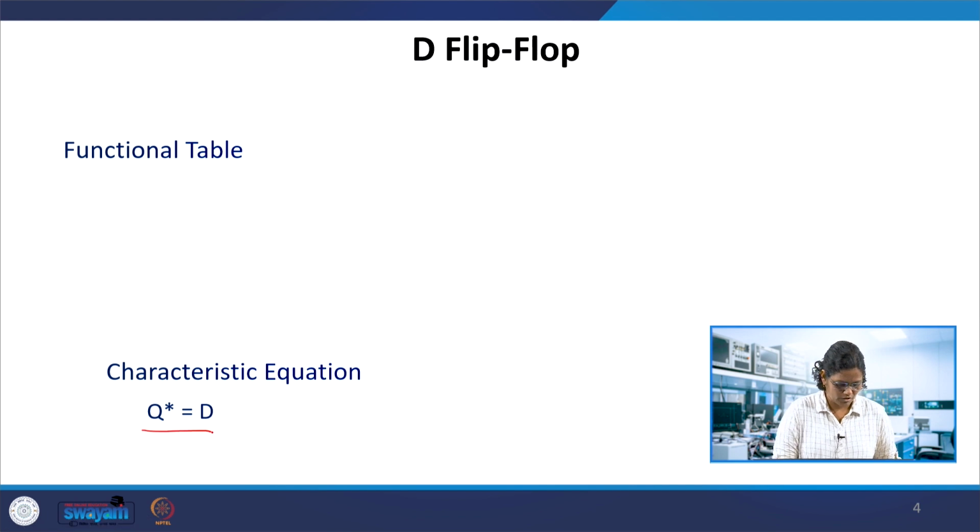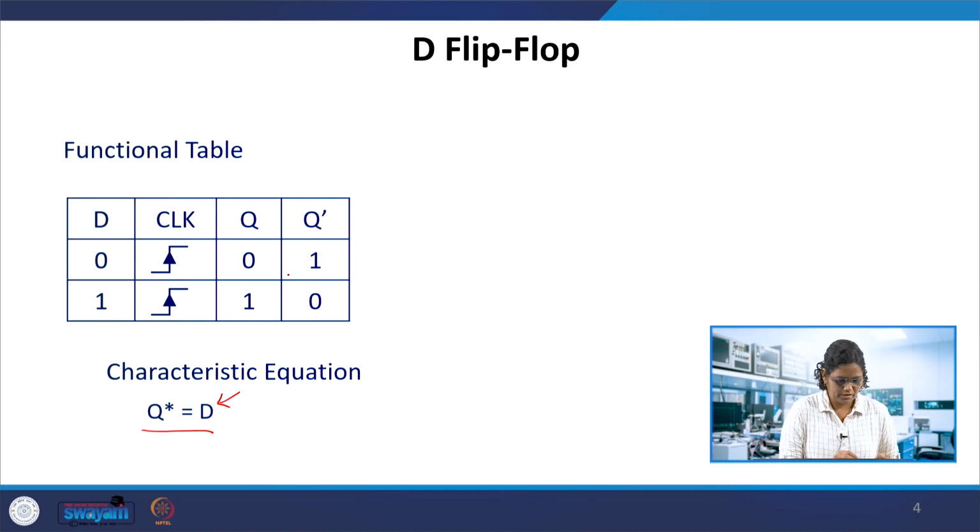So the characteristic equation, we had seen the next state of the flip-flop is purely dependent on the D input. Whatever is the change in D is reflected to Q at the clock edge. Okay, so the functional table: D is the input, and if it is a positive edge triggered flip-flop, Q becomes 0 because D is 0, and then Q bar is 1. Similarly, when the D input is 1, at the clock edge Q becomes 1. This is called the functional table of the D flip-flop.